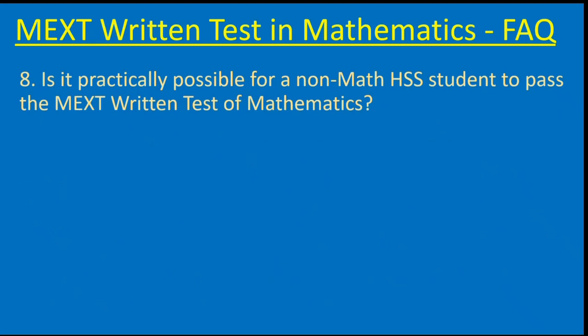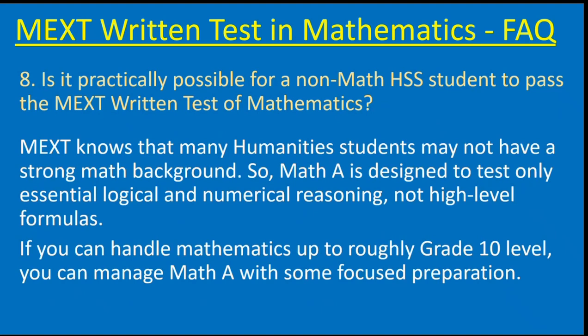Is it practically possible for a non-math, humanities, and social sciences student to pass the MEXT written test of mathematics? MEXT knows that many humanities students may not have a strong math background. So the Mathematics A paper is designed to test only the essential logical and numerical reasoning, not high-level formulas. If you can handle mathematics up to roughly grade 10 level, then you can manage the Math A test with some focused preparation, of course.